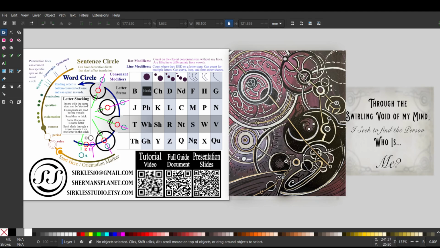So M, I, line going inwards, and then we have this deep divot here with 1, 2, 3, 4 dots, and that would be the ND. So M-I-N-D, so mind. So through the swirling void of my mind.